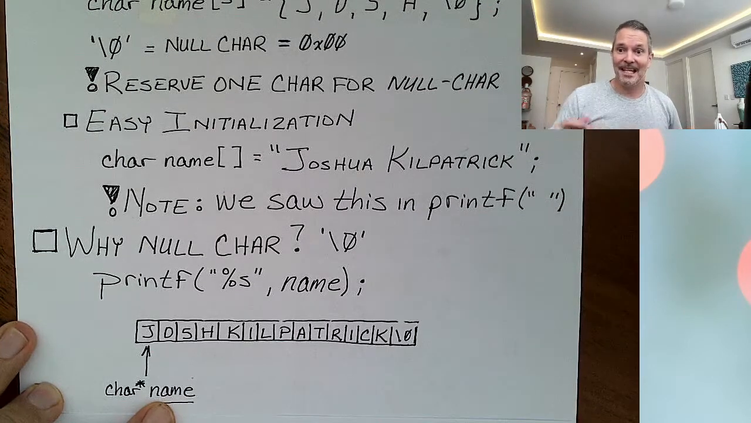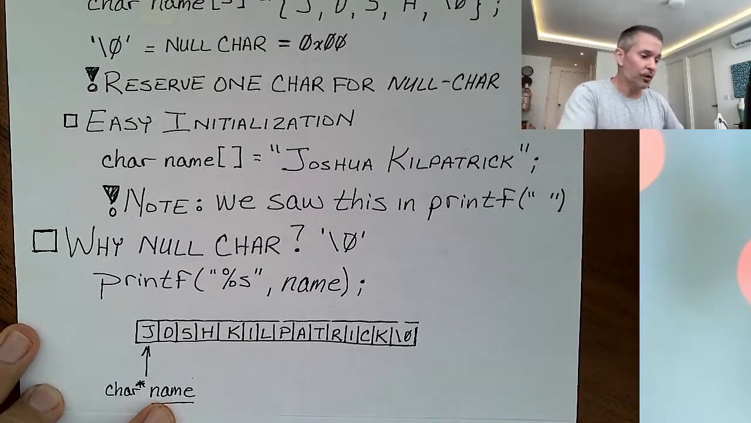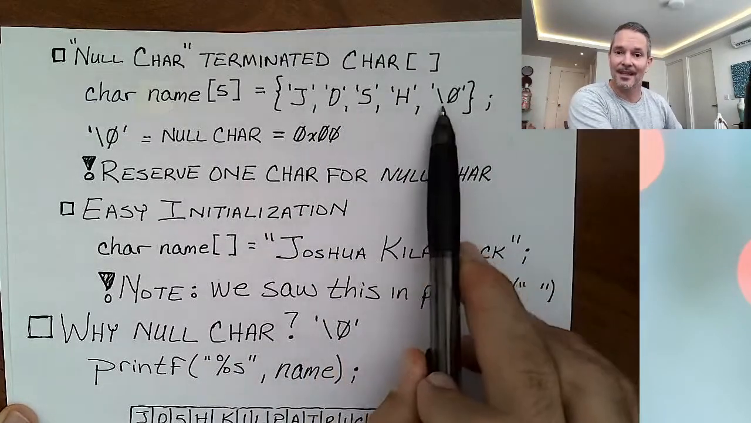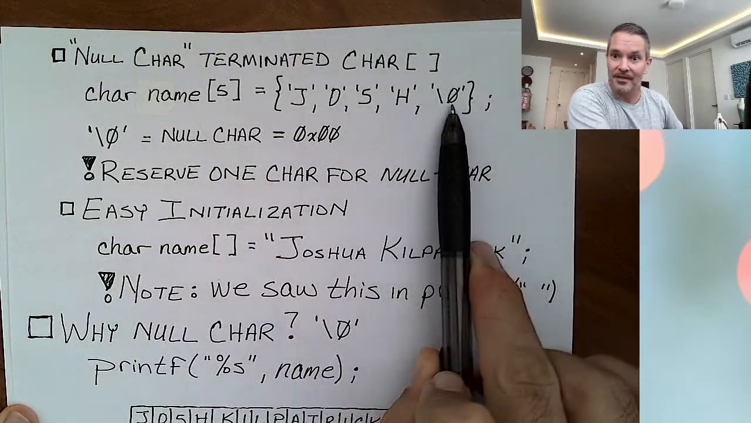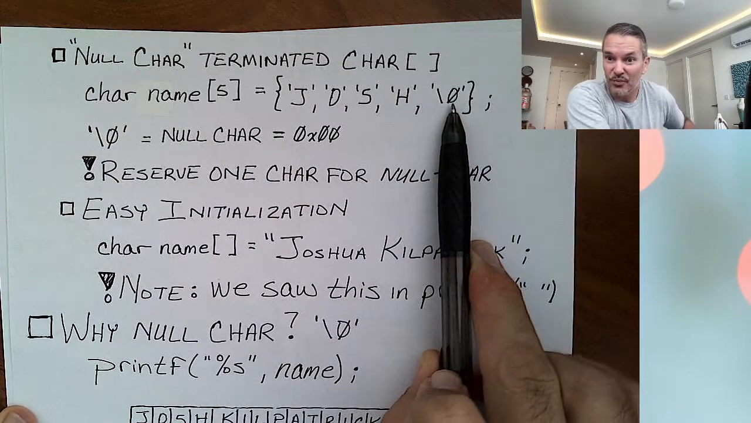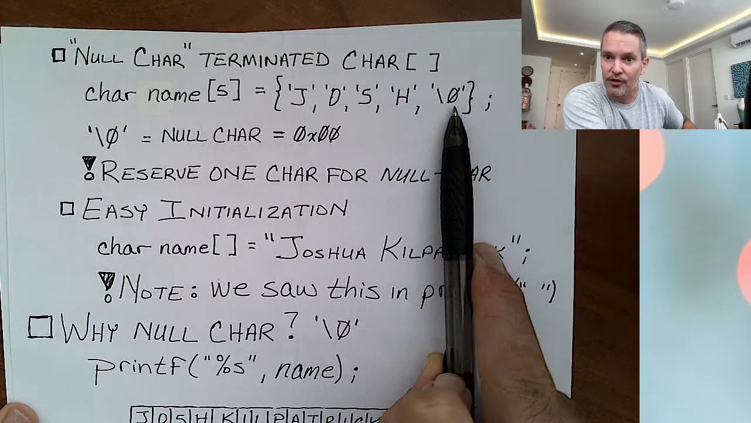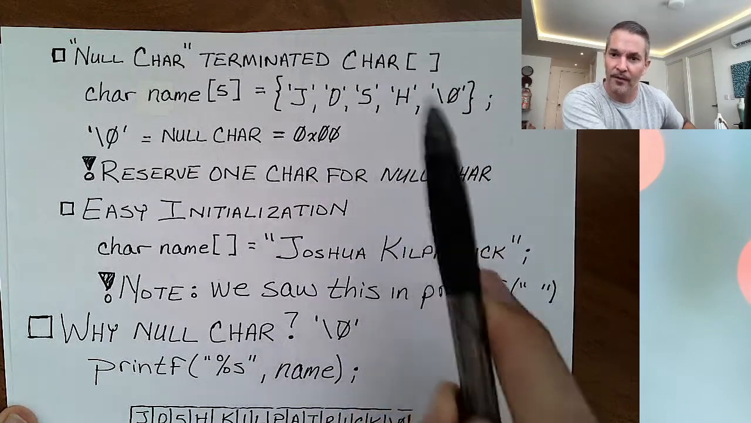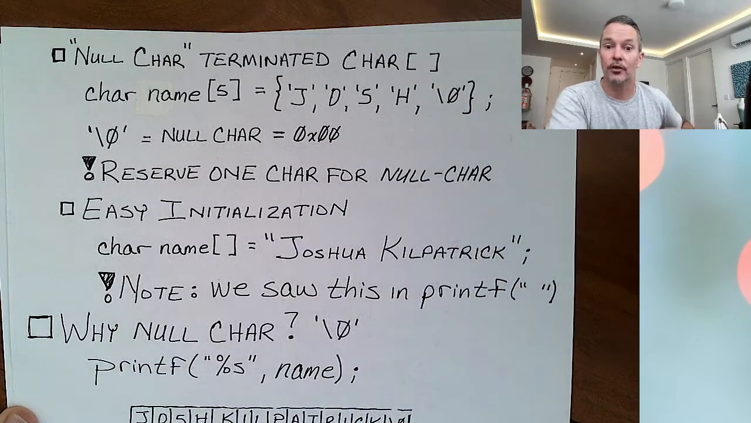But this isn't required. You could have defined your string like this and omitted the \0, and then the function wouldn't know how to find the end of your string. So it's very important to be aware that your strings need to be null terminated.